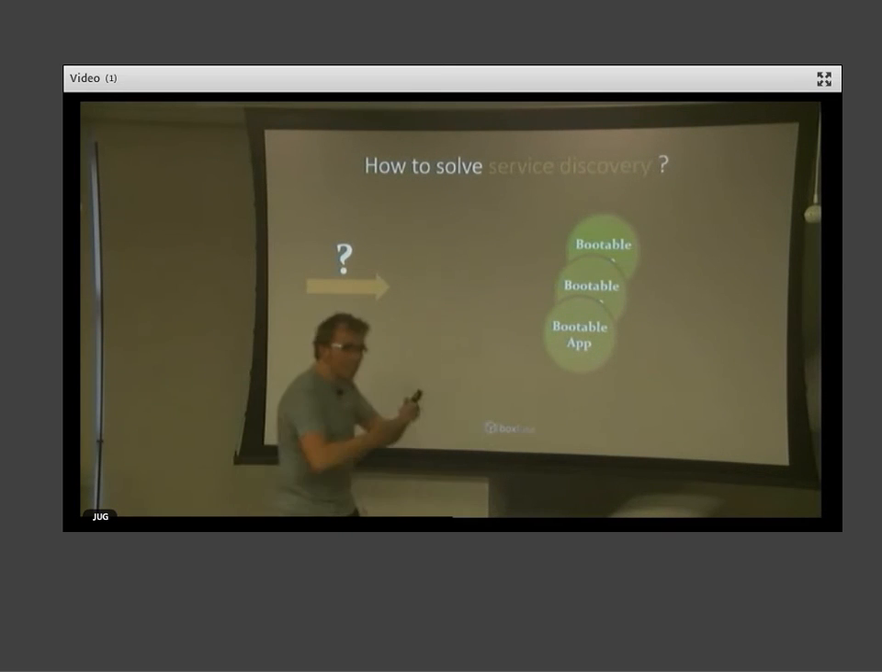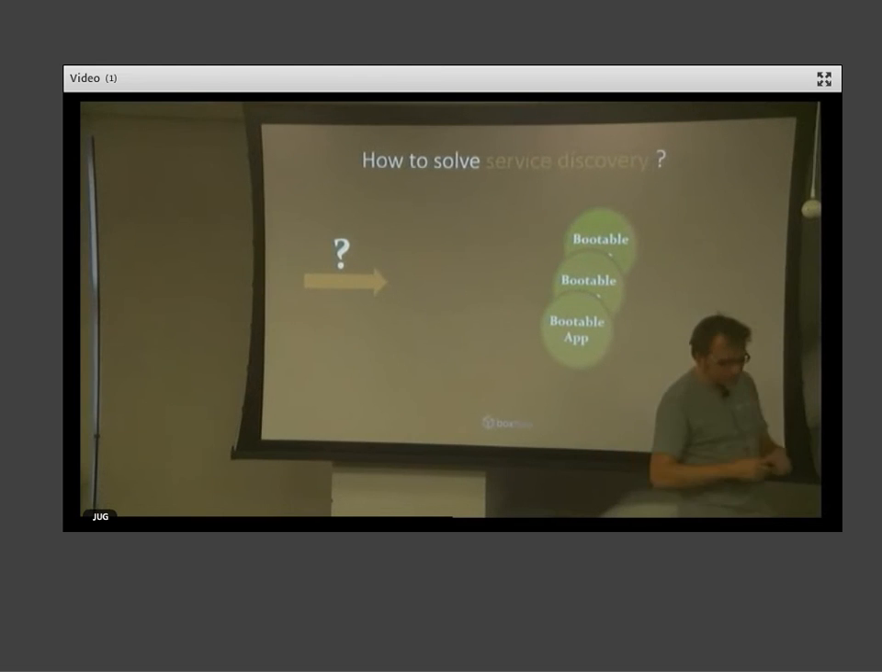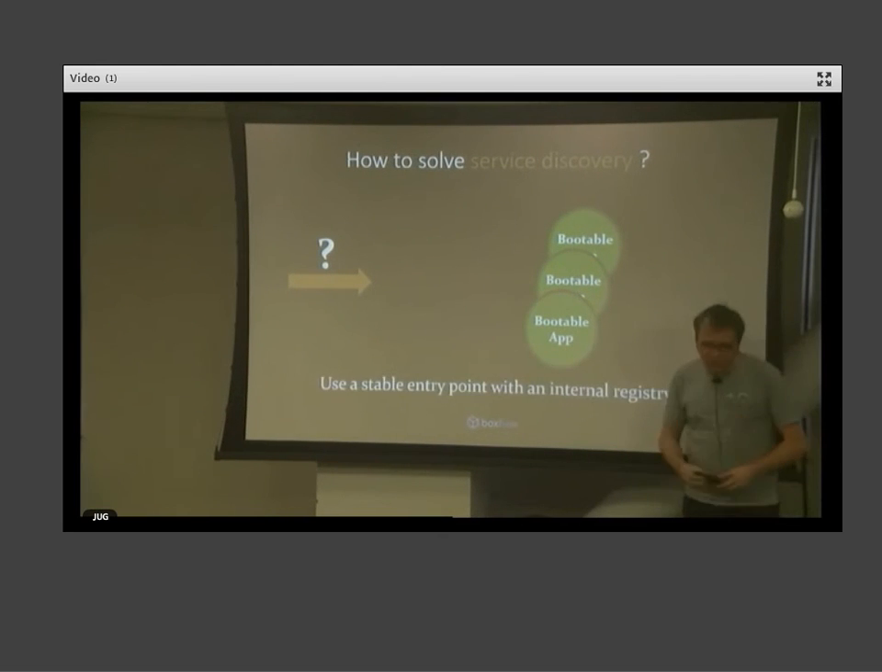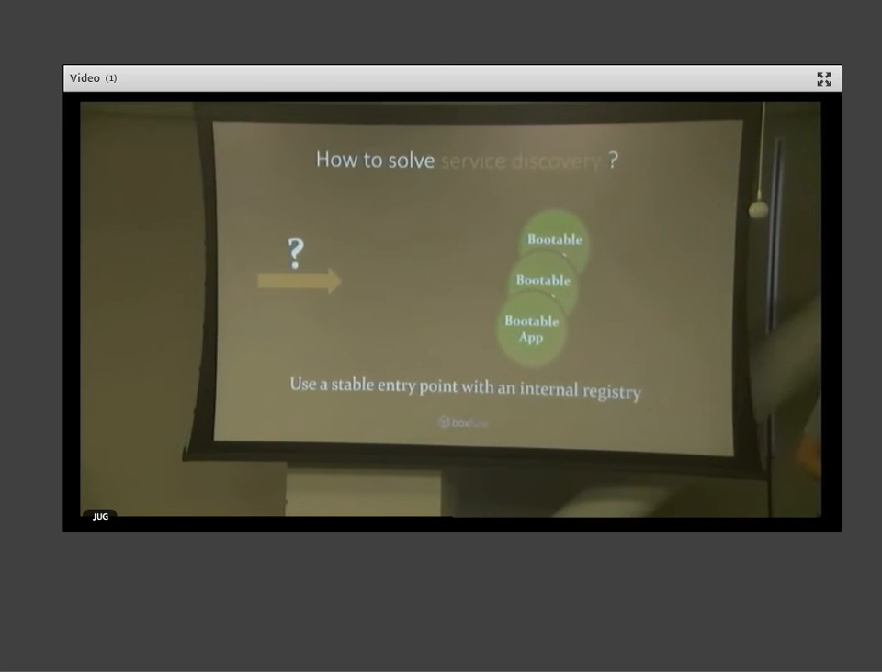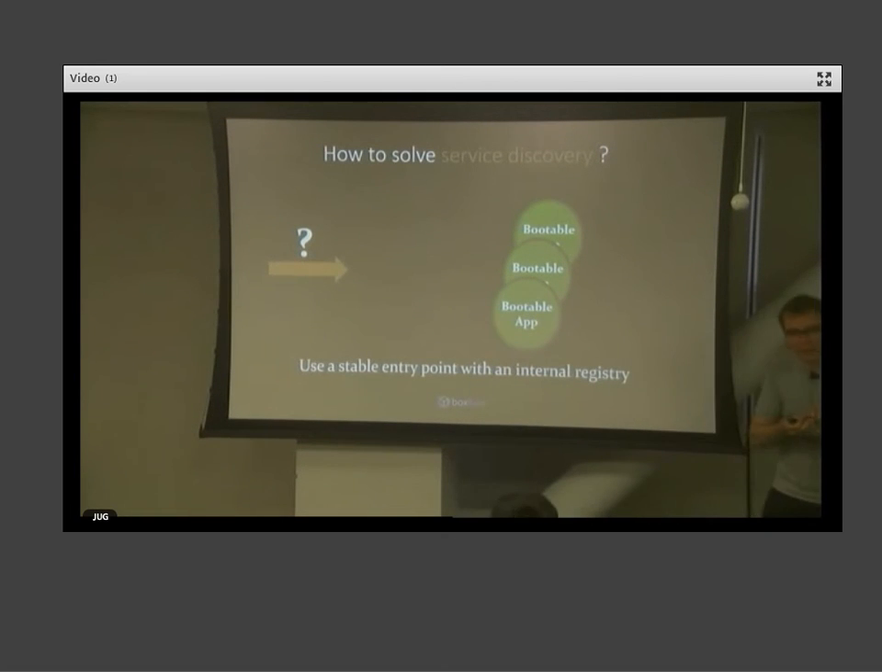So if our stuff is coming and going, how do I know where it is? How do I discover where my service is currently running if my instances are so volatile? The answer is to look for a stable entry point with an internal registry. What we saw in the demo, for example, was an elastic IP. It's always the same elastic IP, and behind the scenes, the Amazon infrastructure is keeping track of which backend instance to forward the request to.